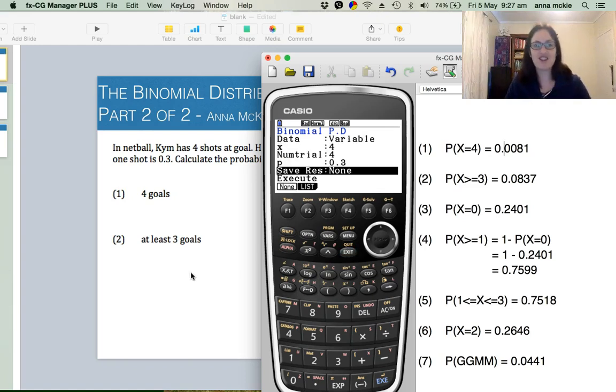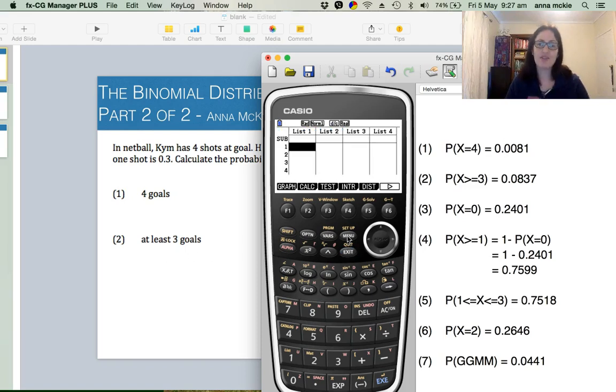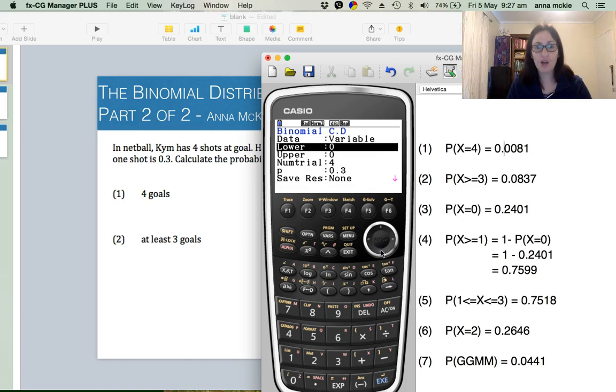Now, doing part 2 here, at least 3 goals. That is, as we said, between 3 and 4. So back into distribution, binomial, BCD this time. So here's our lower, we wanted 3, our upper bound is 4, and the calculator remembers your N and your P, so that's handy. Enter, and there's your answer. So make sure you're writing your answer next to the working out that you did.